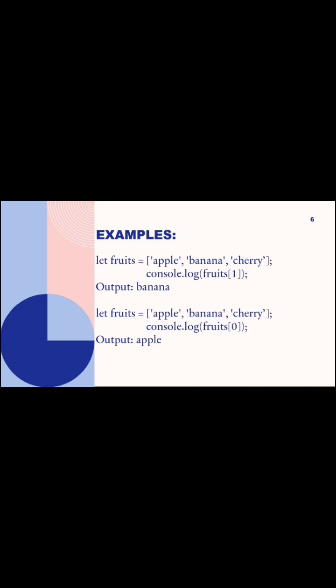Examples are let fruits = [apple, banana, cherry]. console.log(fruits[1]), the output will be banana. console.log(fruits[2]), then the output will be cherry. Arrays make it easy to store and access multiple related values efficiently.